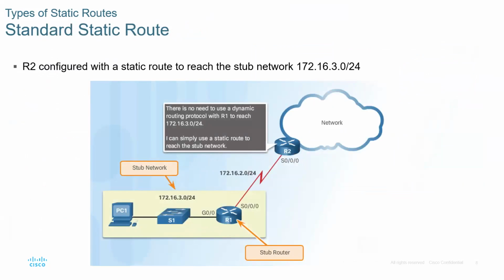R2 is configured with a standard static route to the remote network of R1, 172.16.3.0. So it's ip route, network, subnet mask, then the local interface or the next IP address of the next router.